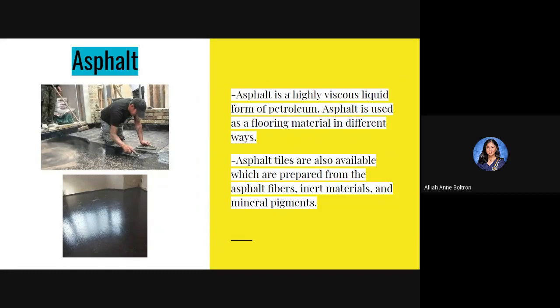Asphalt. Asphalt is a highly viscous liquid form of petroleum. Asphalt is used as a flooring material in different ways. Asphalt tiles are also available, which are prepared from asphalt, fibers, inert materials, and pigments. If asphalt and sand are mixed in a 1:2 proportion, then it is called asphalt mastic, which is poured on a concrete base as flooring cover. If sand is replaced by marble chips, then it is called asphalt mosaic.